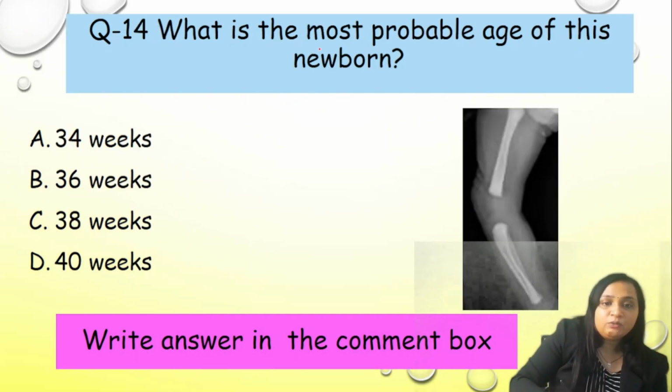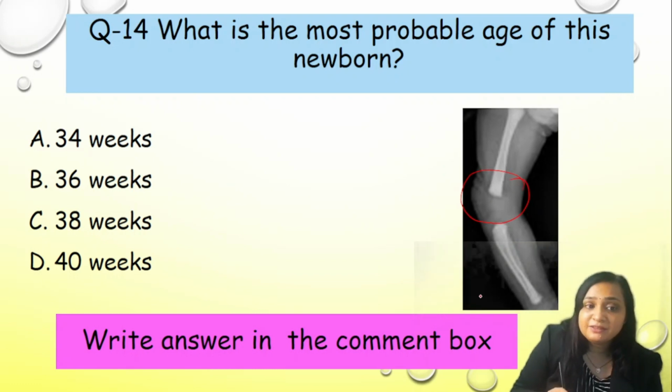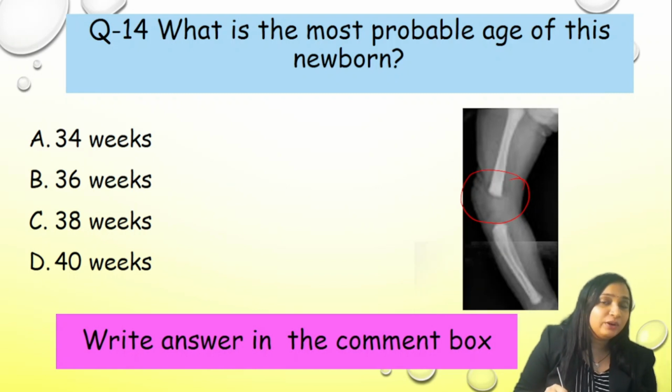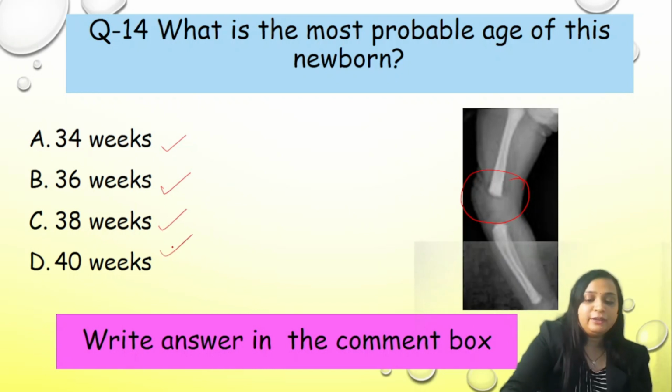Question number 14. What is the most probable age of this newborn? See, we have to look at the X-ray of the knee. Again, we have to look for the presence of centers, and according to the centers we should all know what the age is. Your options are A. 34 weeks, B. 36 weeks, C. 38 weeks, or D. 40 weeks.